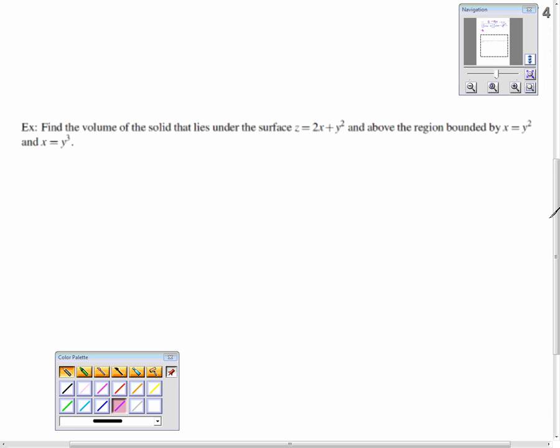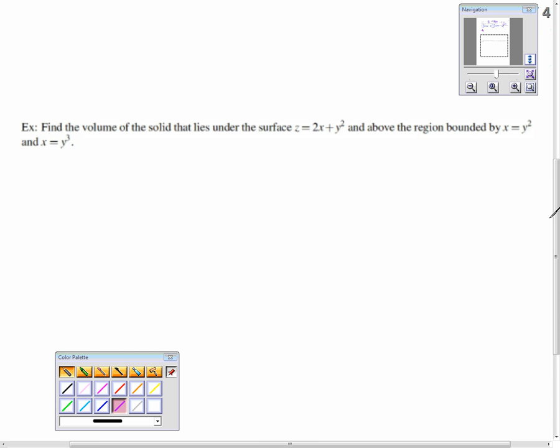Read this to me. Find the volume of the solid that lies within the surface z equals 2x plus y squared above the region bounded by x equals y squared and x equals y cubed. Okay, so we need to draw a picture, but we don't have to worry about the 3D picture. What picture do we need to draw? The domain. So what curves? x equals y squared and x equals y cubed.